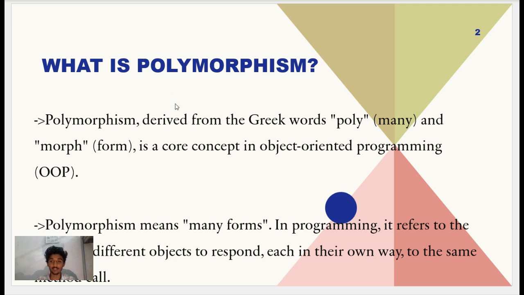Polymorphism is derived from a Greek word. Poly means many and morph means form. It's a core concept in object-oriented programming language like OOPS. Polymorphism means many forms. In programming, it refers to the ability of different objects to respond, each in their own way, to the same method call.